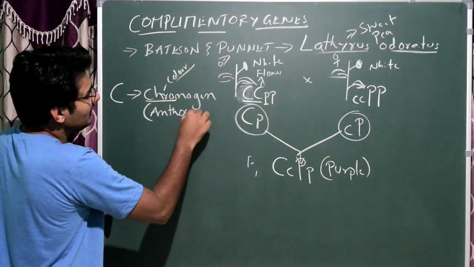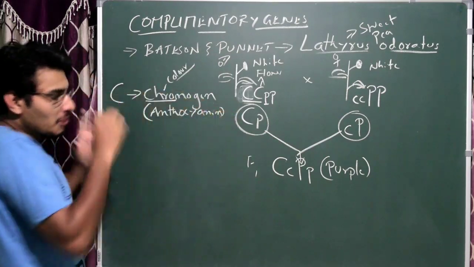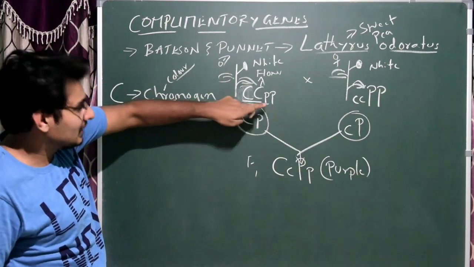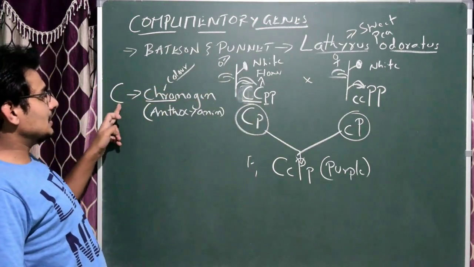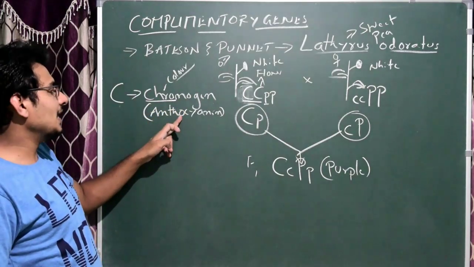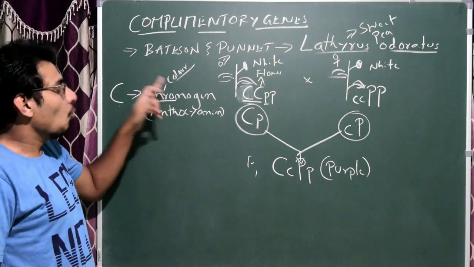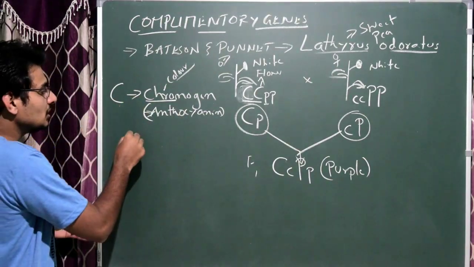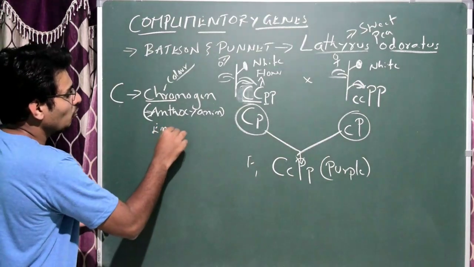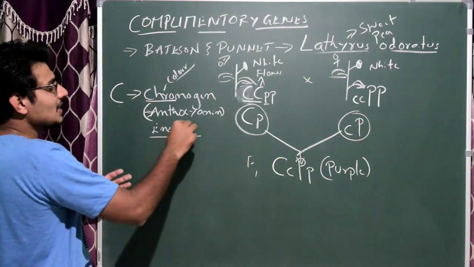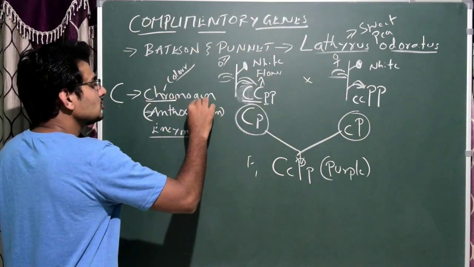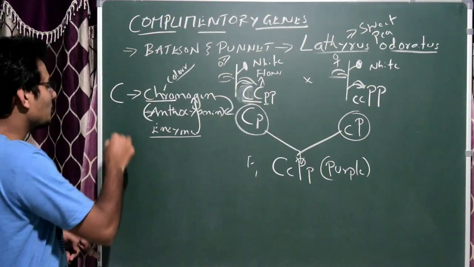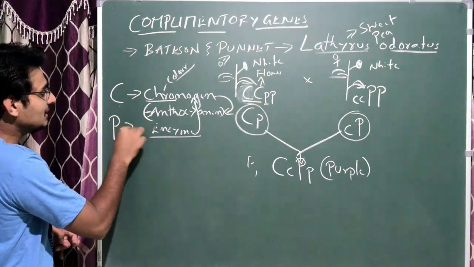I'll just write here anthocyanin. But remember it, when the genotype is capital C with a small p like this, obviously the capital C cannot even produce anthocyanin from its chromogen. Why? The reason is very simple. For the production of anthocyanin from chromogen, we need one enzyme. That enzyme is actually responsible for the conversion of the chromogen into anthocyanin. This enzyme is produced only from capital P gene, correct?